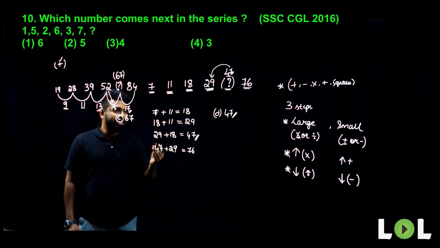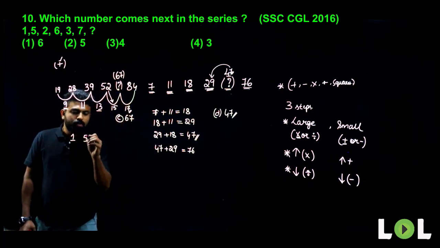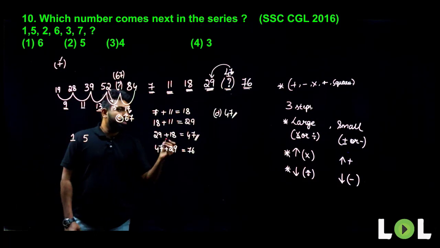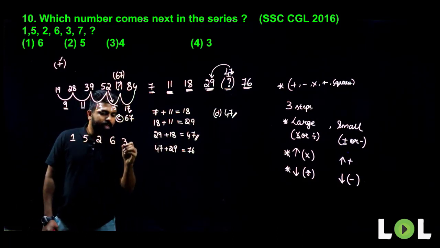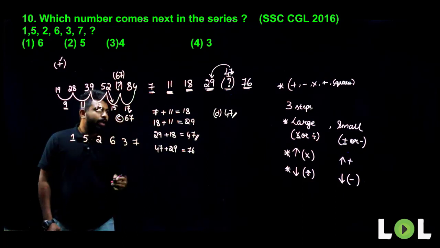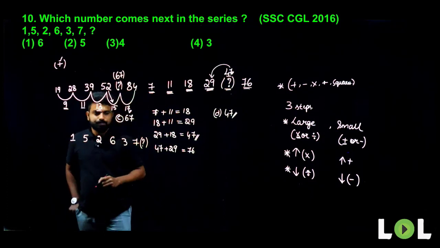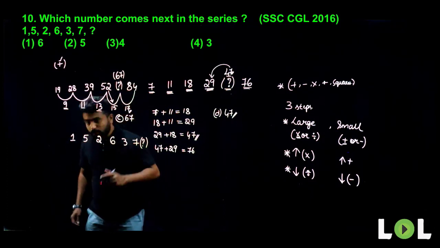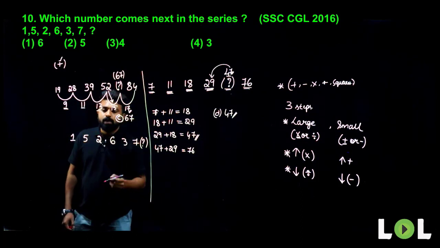What is the series here? The series here is like this: 1, 5, and then there is 2, 6, 3, 7, and then there is a question mark, meaning there is a missing term here. So now look at this series.